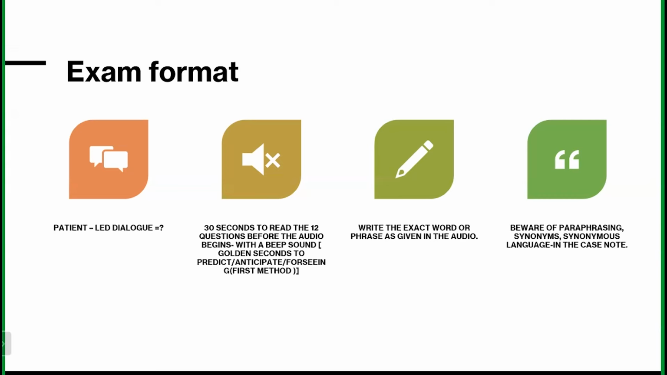So you will have 30 seconds, the golden seconds, to predict the answer. After the context, you will have a beep sound after 30 seconds. That is how we will know the 30 seconds are completed. We will have a beep sound, and then you have to start writing. You have to keep your eyes sharp, ears sharp, and hands active, so that you can listen, read, and then write your answer. Write the exact word or phrase as given in the audio.